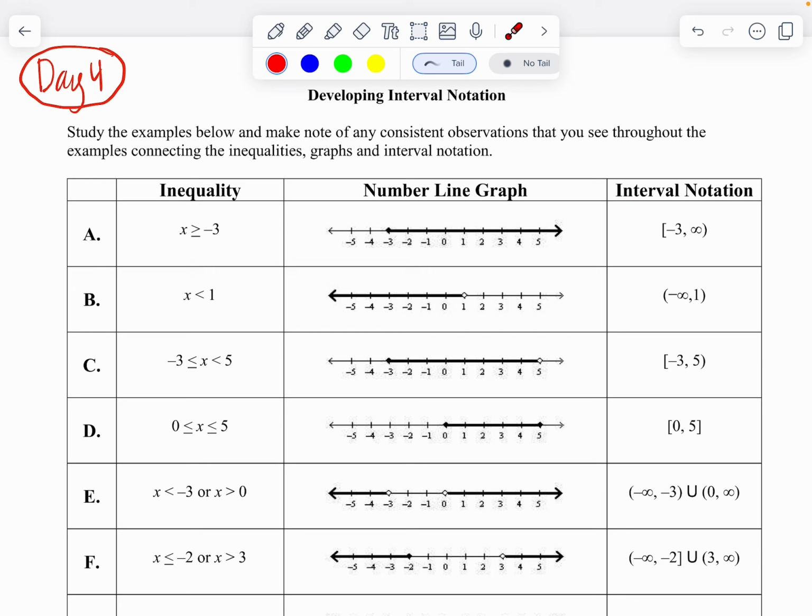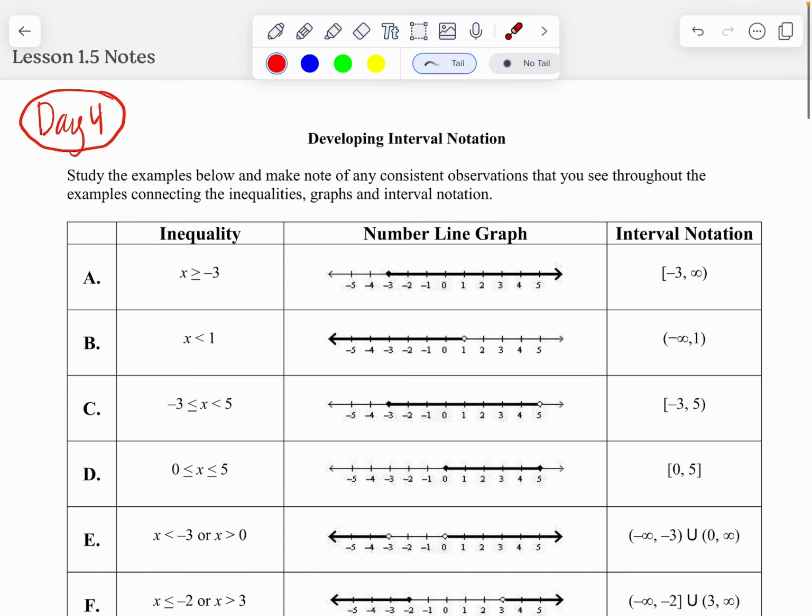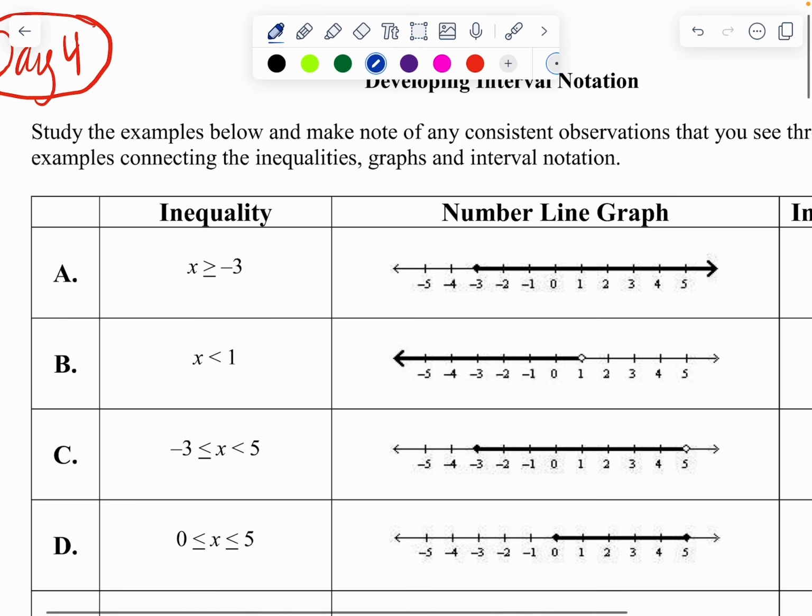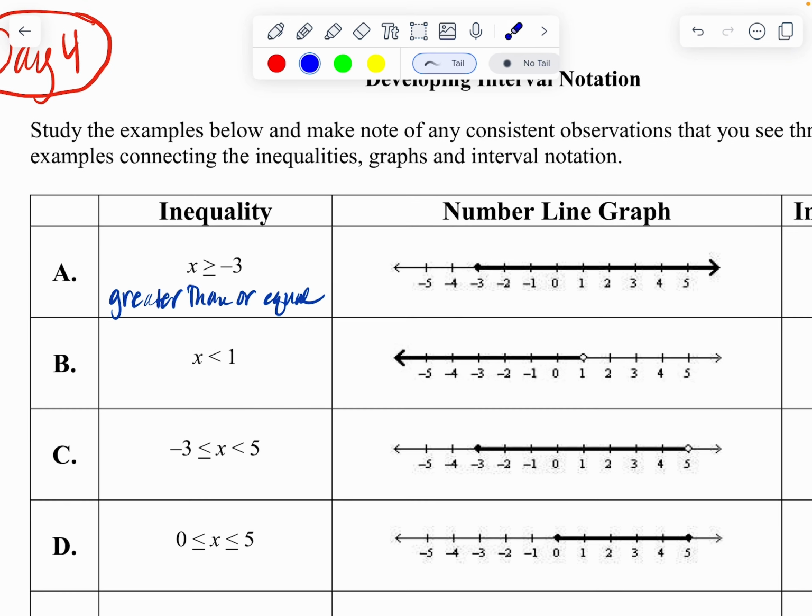Most of the time when you've seen things that are not equal, we've used the inequality symbols. So something to keep in mind is what those symbols are. In this first one, this says x is greater than or equal to -3. So I'm going to go ahead in the notes here and write that in. Greater than or equal. That means that x can be any number starting at -3 or bigger.